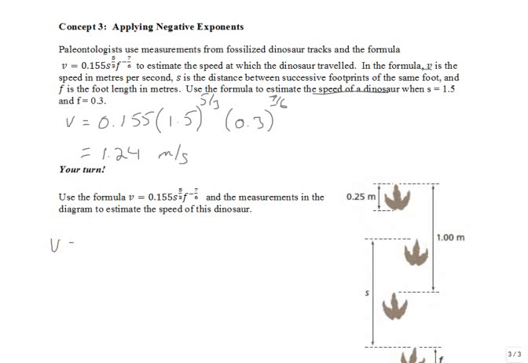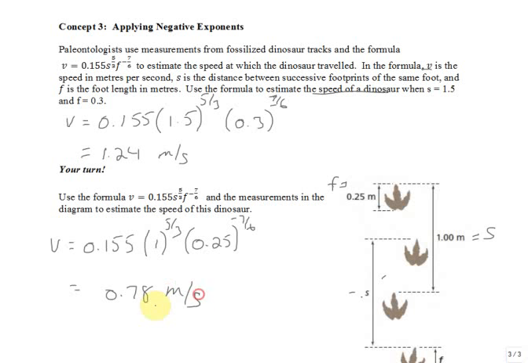Okay, for this one, we're just plugging our numbers in, just like the one above. So 0.155 times, oh, we need to find S and V this time. So S is, it says up here, S is this distance between successive footprints of the same foot. So there's S right there. S is 1 meter. And in this one, F is the length of the foot. So it's 0.25 this time. So 0.155 times 1 to the 5 over 3 times 0.25 to the negative 7 over 6. Put that in your calculator, you get 0.78 meters per second.